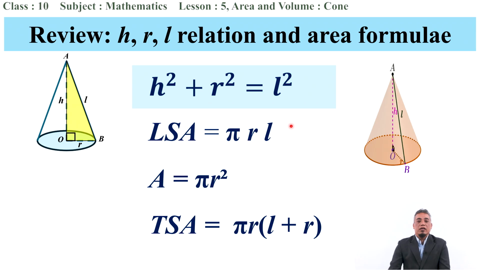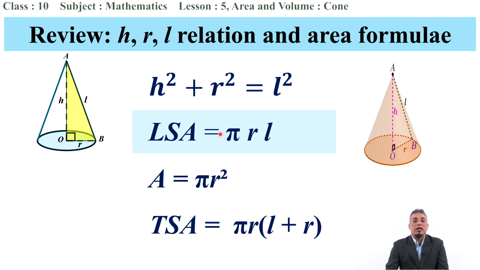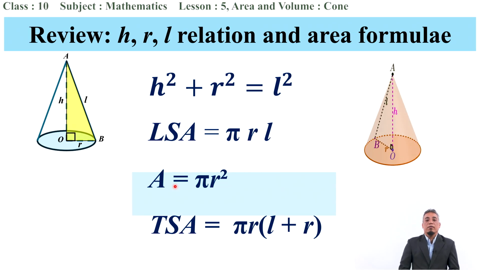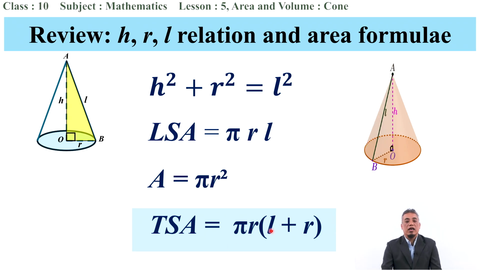Then next one is lateral surface area. It's pi R L. Formula is pi R L. We need R and L to calculate lateral surface area of cone. This can also be called curved surface area because the lateral surface is curved. Okay. And then this one is base area. All of you know it is a circle and its formula is pi r square. And total surface area, it was discussed in previous class. Total surface area is pi r (L plus R).